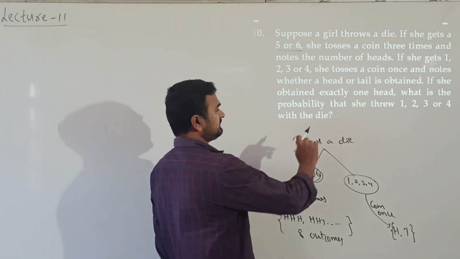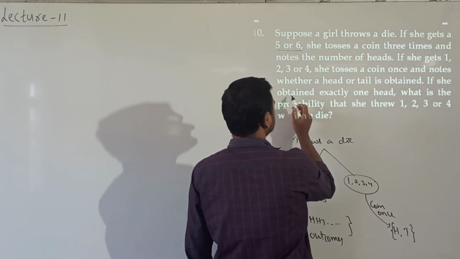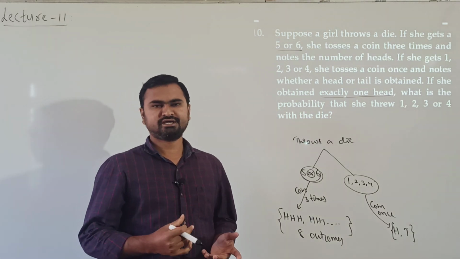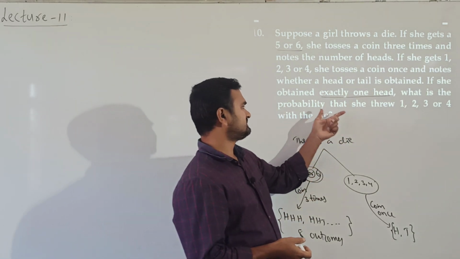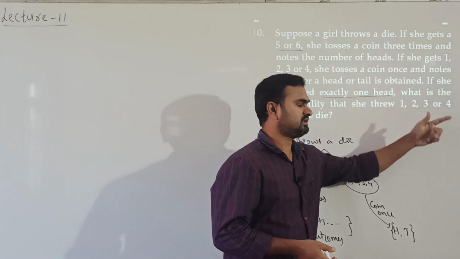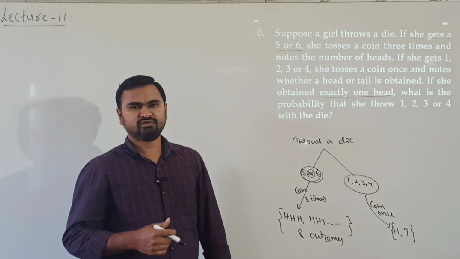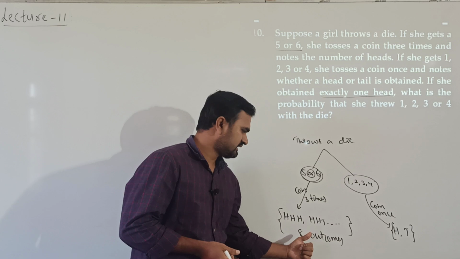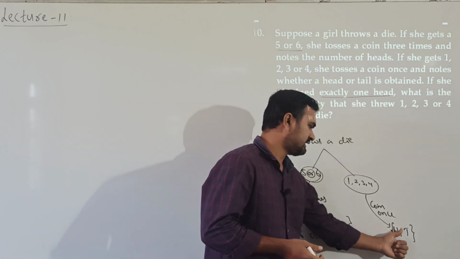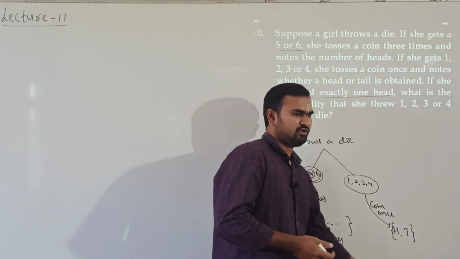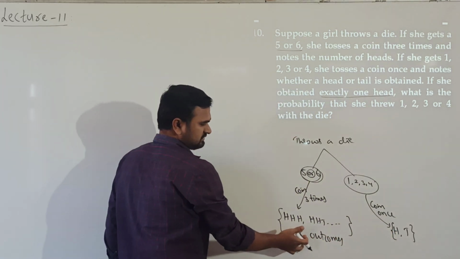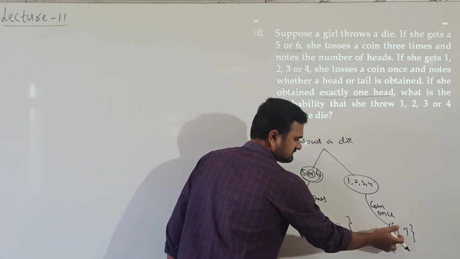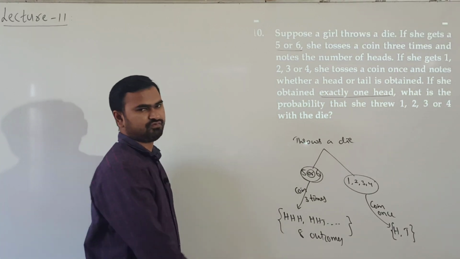Now what are we interested in here? If she obtained exactly one head, already we know that she obtained exactly one head. Now what is the probability that she threw 1, 2, 3 or 4? Where can we get exactly one head? Either here or here also. So there are two possibilities. In that, we are interested in the case where she threw 1, 2, 3, 4.